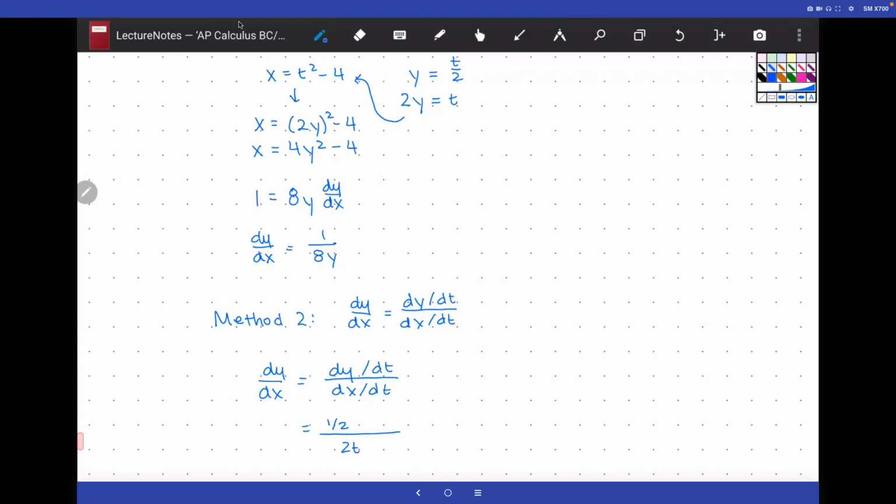Are we getting the same thing? What? It doesn't look the same. That says 1 over 8y. This says 1/2 over 2t.